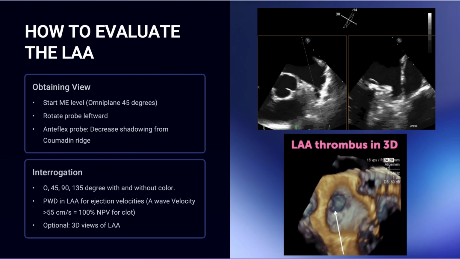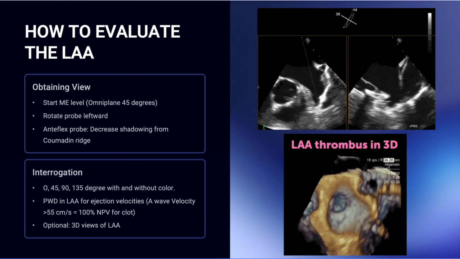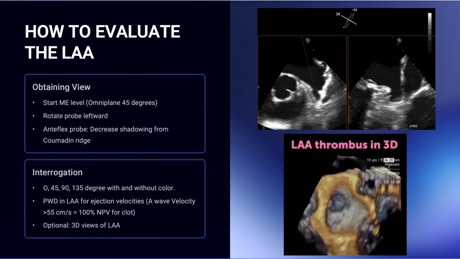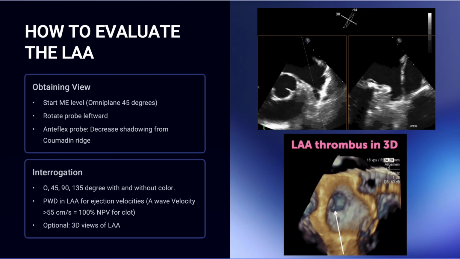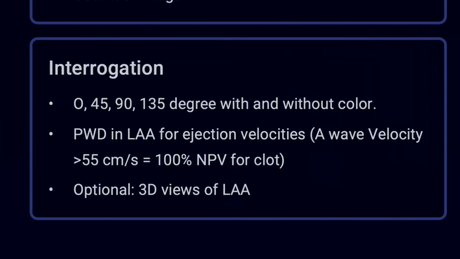It will also move the Coumadin ridge out of the way, so you have less shadowing from that and less chance for artifact. Once you get the most optimal view of the left atrial appendage, I'm going to be looking in 4 different omniplane angles: 0, 45, 90, and 135. I'm going to look in each of these views both with and without color, assessing for the presence of thrombi or interrupted blood flow.